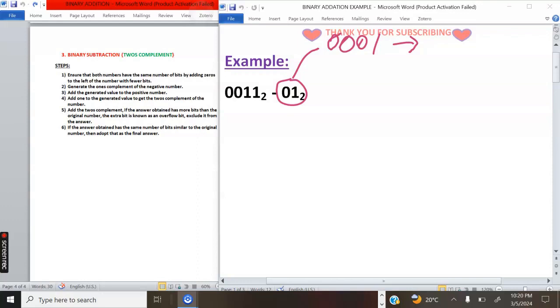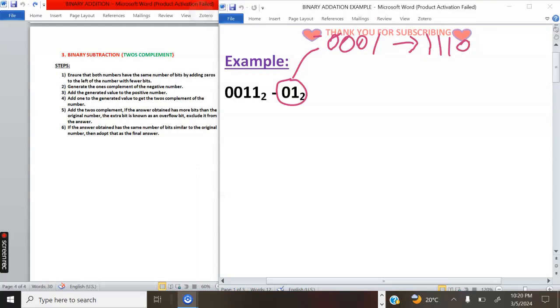Whenever we have 0, you convert to 1, and where there is a 1, it's converted to 0. So for this one, this is a negative, it will be 1, 1, 1, 0. So what we have done, we have generated a one complement for the negative number, and this was our negative number, which was 0, 0, 0, 1. So far we are at step number 2.